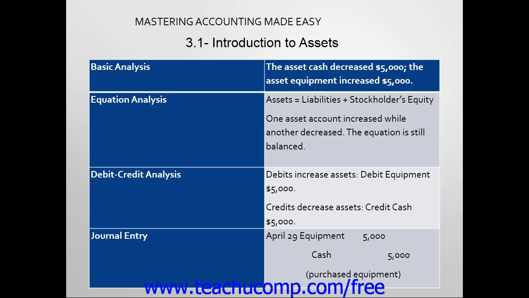Next, we need to look at the debit and credit analysis. Debits increase assets, so we would need to debit equipment $5,000. Credits decrease assets, so we would need to credit cash $5,000.